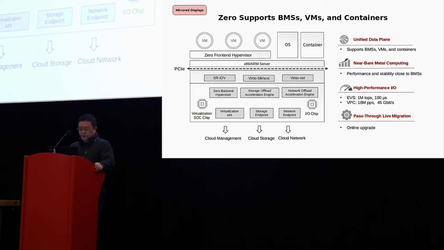And at the end of the card, we have three interfaces. One interface is to connect to the standard cloud management system. Another interface is the storage endpoint interface. The third interface is the network endpoint interface. All these interfaces are standard. I mean, for example, as we support KVM VMs and support Xen VMs, there's no difference. So we seamlessly interface with Huawei's public cloud.